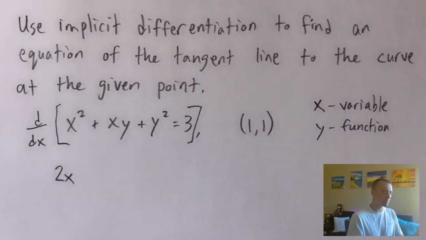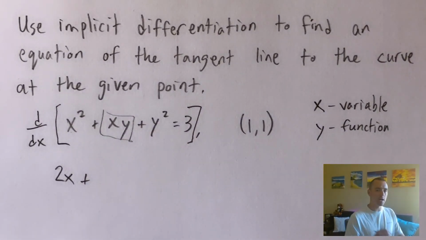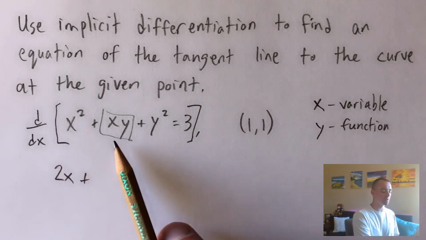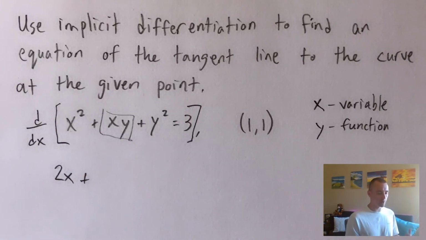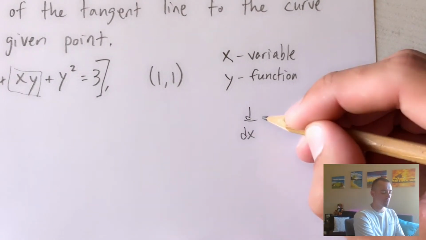That's pretty straightforward. The tricky part comes into play when you have x's and y's, and so in this case we're taking the derivative of x times y. Now we have our variable and our function, the product of x times y. Since we're taking the derivative of a product, we're probably going to want to use the product rule. So let's make a side problem of that over here.